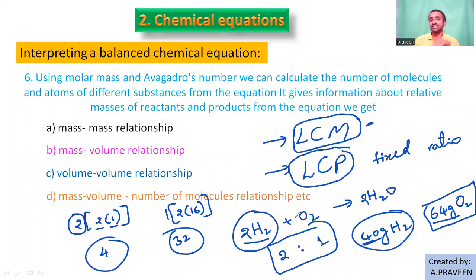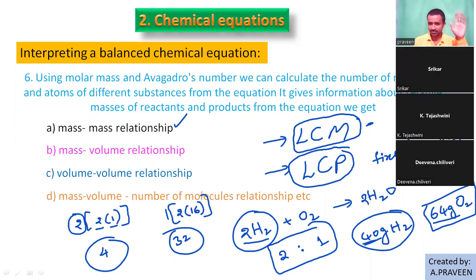So that we can understand by the mass-mass relationship, as per the law of constant proportion, that 2:1 ratio simply. Are you getting me? Are you clear?